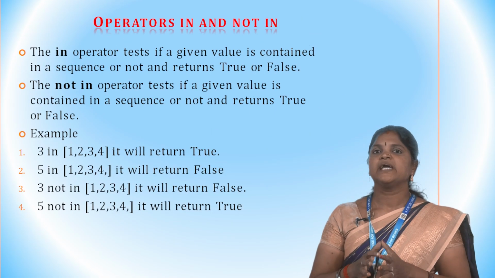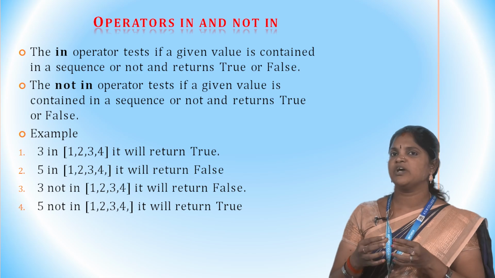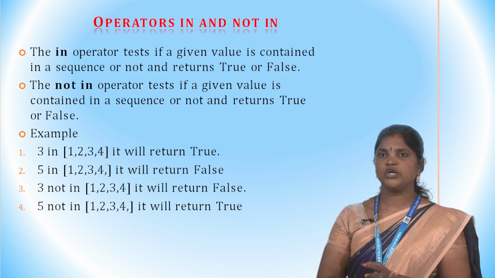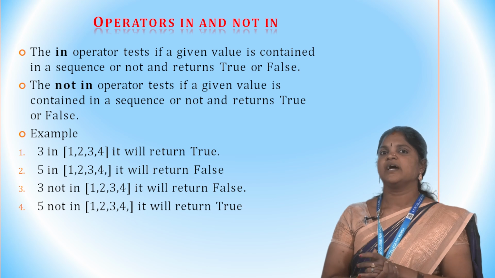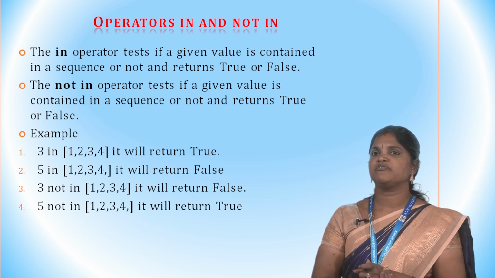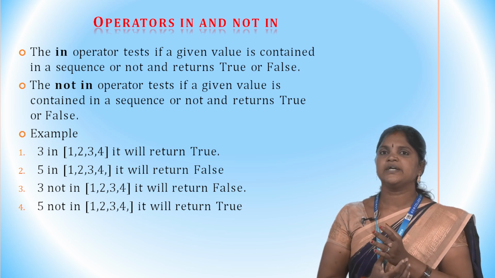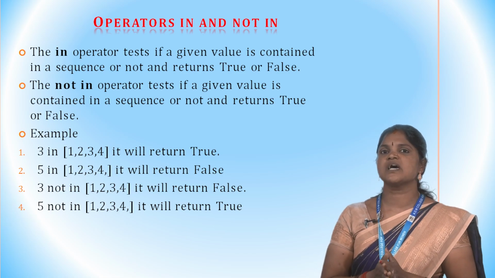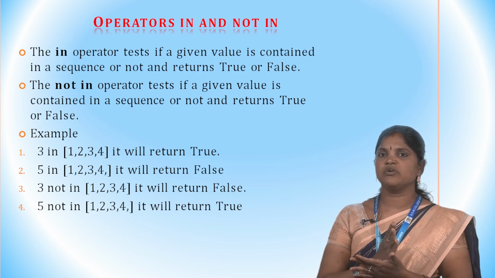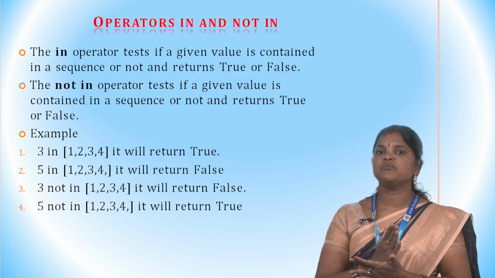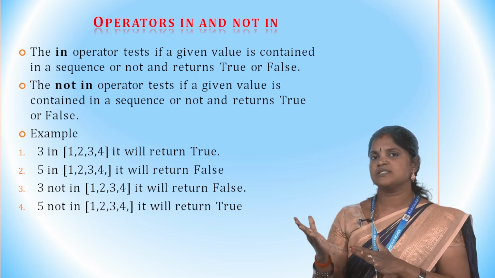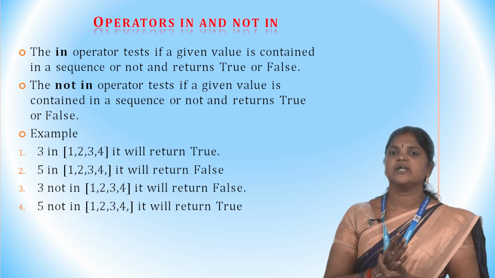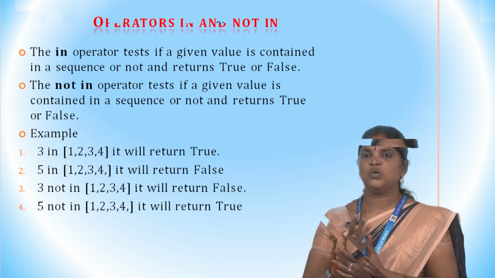Operators in and not in. The in operator tests whether a given value is contained in a sequence or not and returns true or false. The not in operator tests whether a given value is not contained in a sequence and returns true or false. For example, 3 in 1, 2, 3, 4 will return true. 5 in 1, 2, 3, 4 is false. 3 not in 1, 2, 3 is false. 5 not in 1, 2, 3, 4 is true.